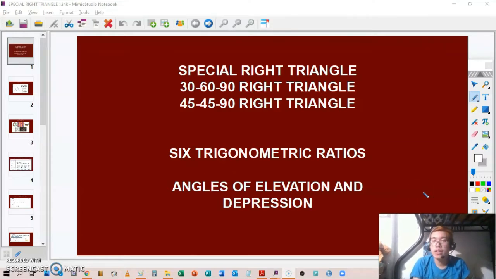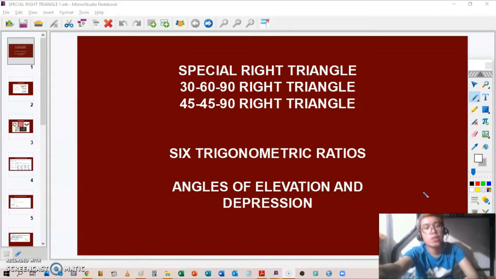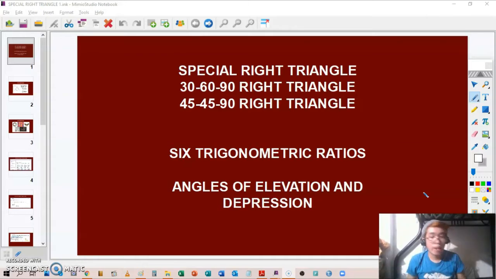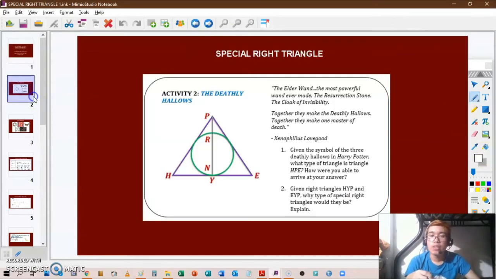For our sixth and last lesson for the third quarter, we have the special right triangles: the 30, 60, 90 right triangle and the 45, 45, 90 right triangle. We're also going to be discussing the six trigonometric ratios and a bit of an introduction to angles of elevation and depression. As you can see, we're delving much deeper into trigonometry in preparation for your trigonometry class in grade 9.